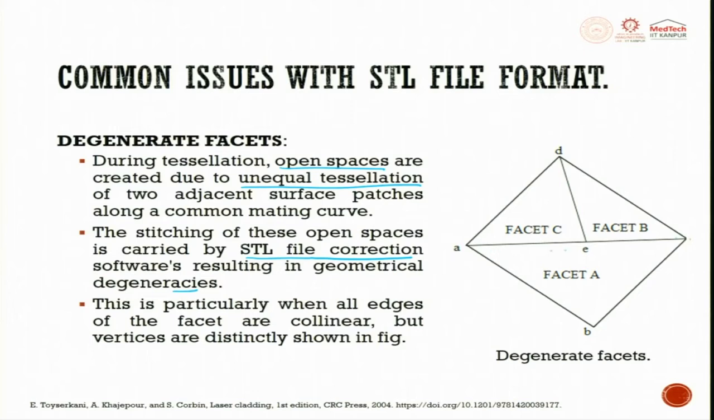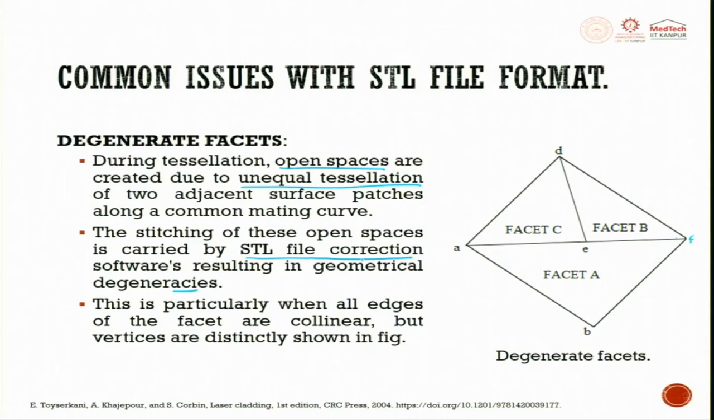So you will have A, E, D has one edge, D, E and F has one edge. So these edges are common for this A, B and F. So you will see that there are common edges. This is a redundancy. They could have taken it as a single triangle, now it is taking it as two triangles. So the stitching of these open spaces is carried out by STL file correction.